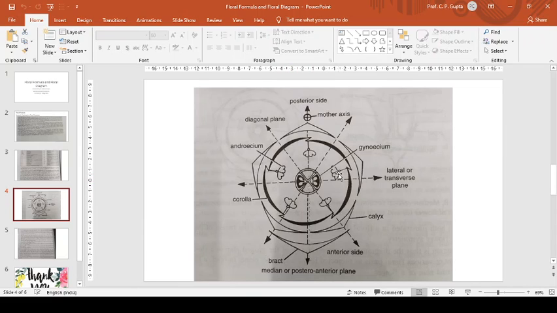Now, how to draw a floral diagram? A floral diagram is always drawn circular in outline. The different floral whorls are represented in concentric circles. The sepals are on the outermost circle, then the petals, then the stamens and carpels towards the innermost side.